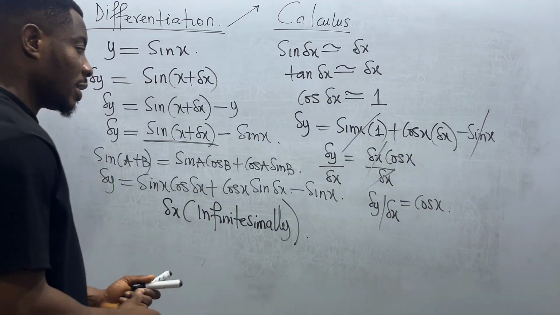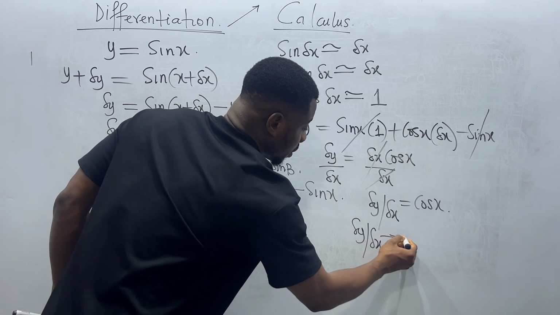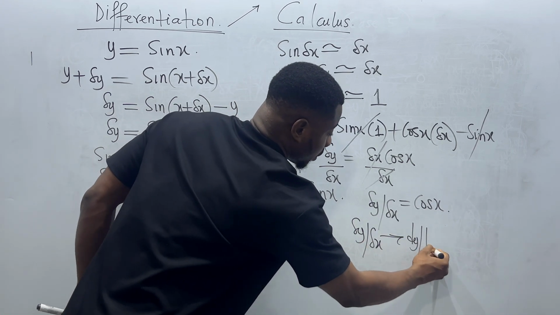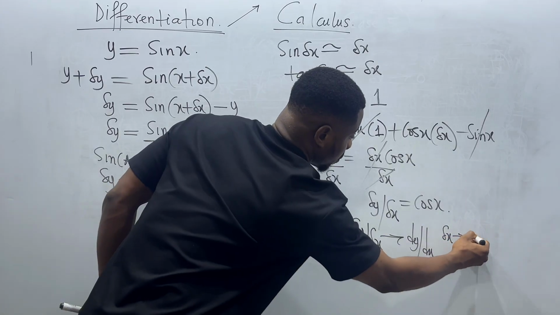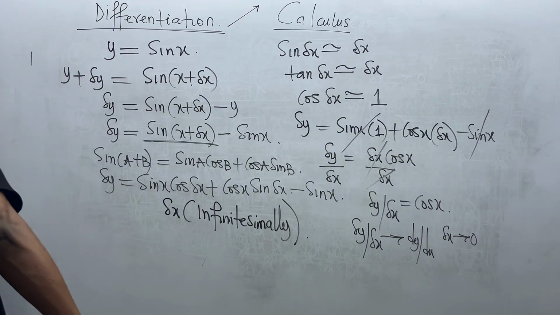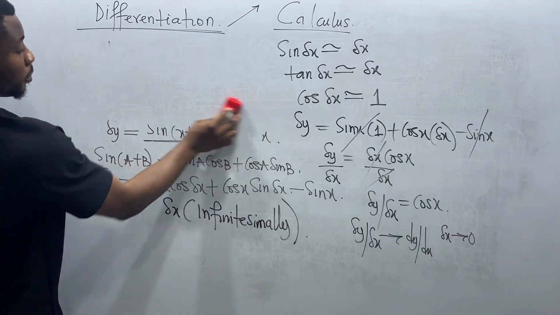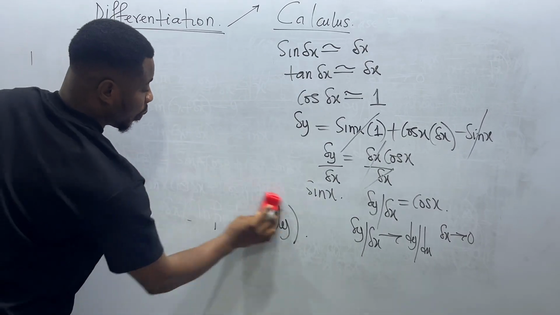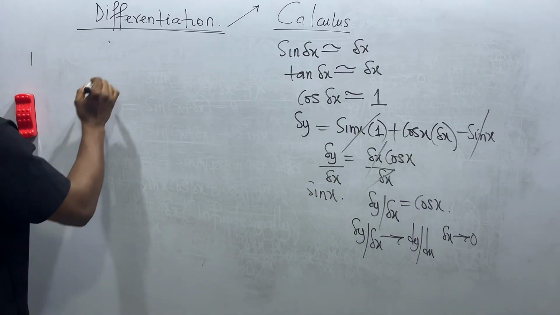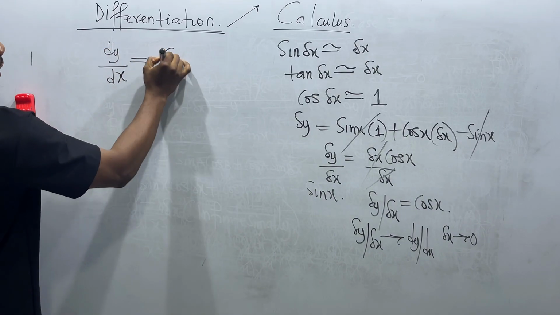We're not done yet. Remember that finally, as change in y over change in x tends to dy over dx, change in x tends to 0. So I can say that dy over dx is finally cos x.